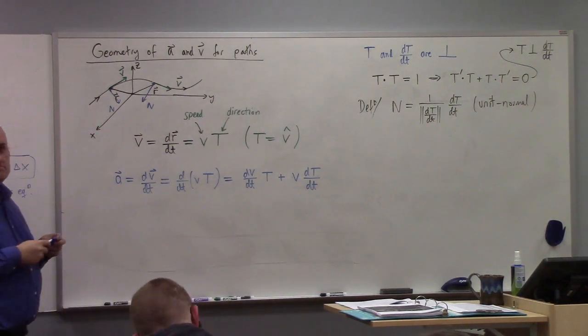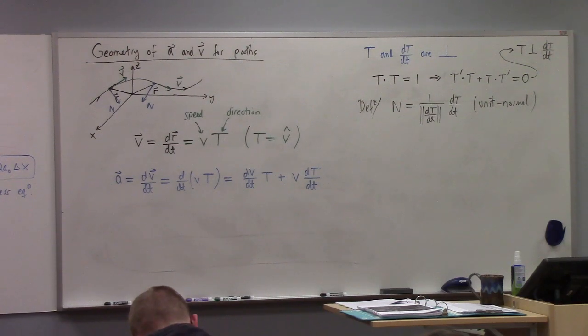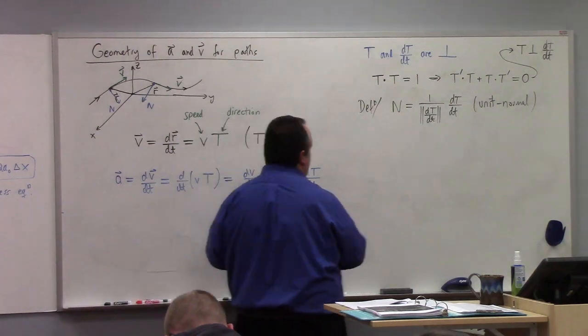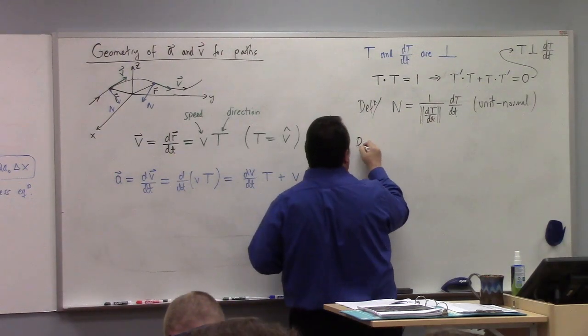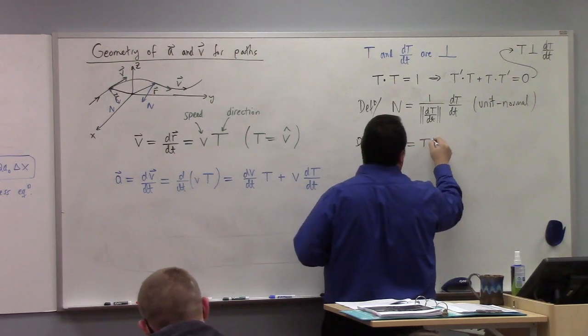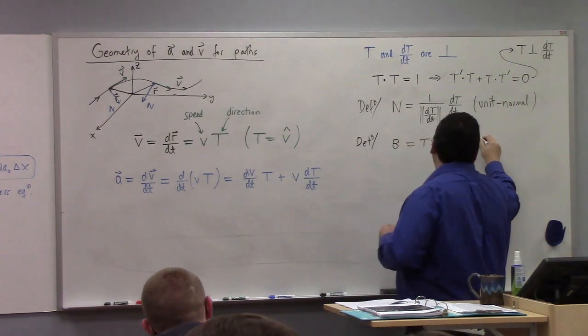Perpendicular. And then you're like, well, please define more things. It always makes me happy when you define more things. I'm glad that you asked. So here's the other thing. The binormal, B, is T cross N. This is the binormal.